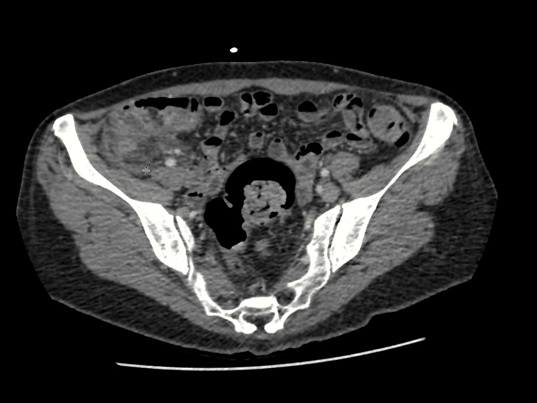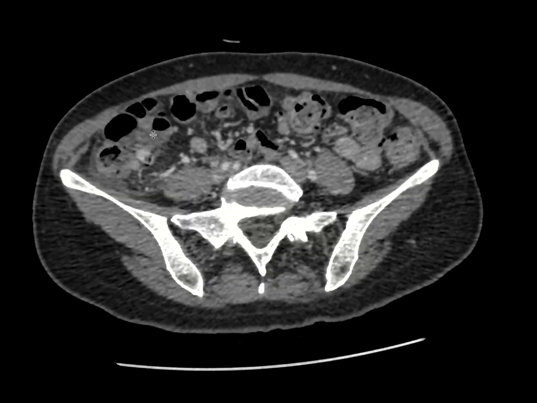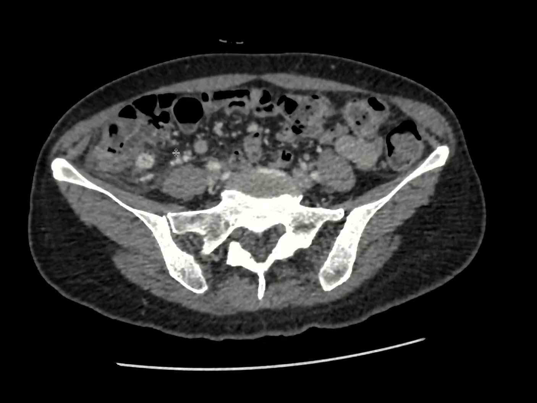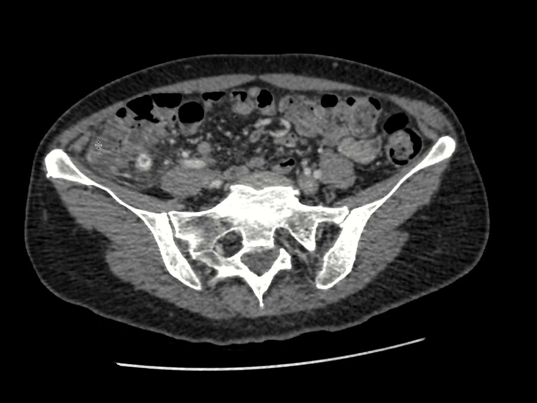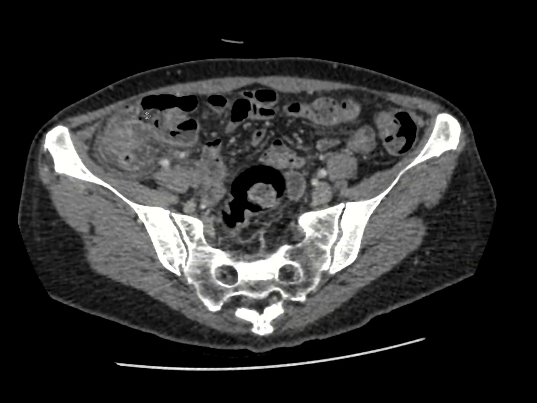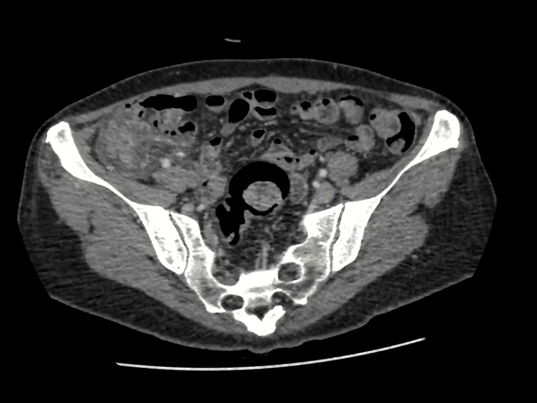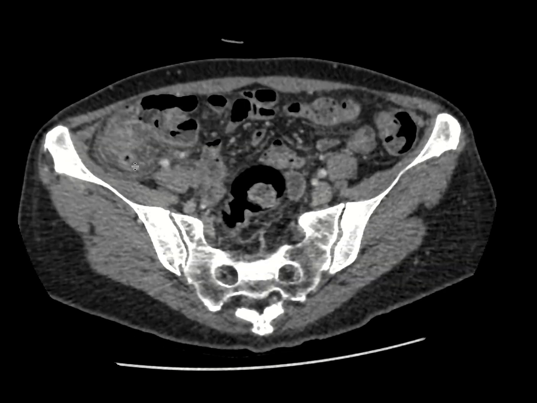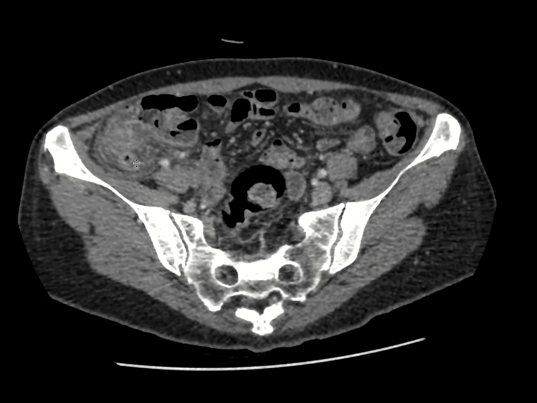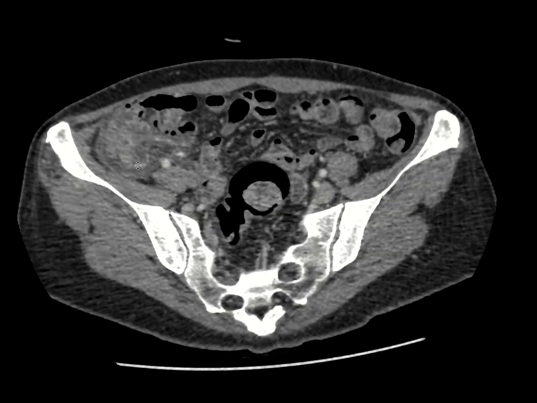Now, the important thing to identify in these patients is, well, where is the center of the inflammation? Because the center of the inflammation is usually the offending area. If we come down here, we're starting to see the inflammation here, and we can see that the maximal inflammation is probably around this area here. And you can see that it's surrounding a diverticulum. So this is actually diverticulitis of the ascending colon.